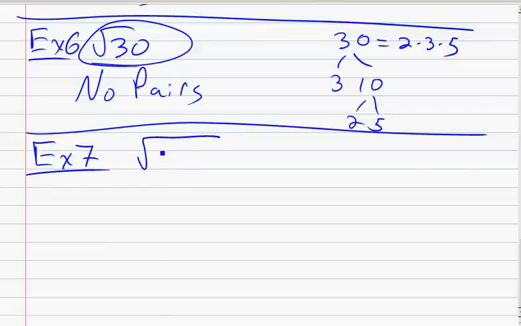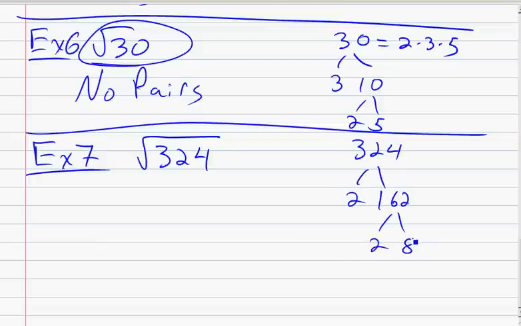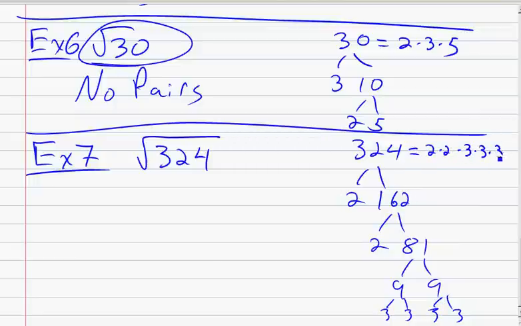Let's try the square root of 324. Square root of 324. Do my factor tree. 2 and 162, 2 and 81, 9 and 9, 3, 3, 3 and 3. 324 is equal to 2 times 2 times 3 times 3 times 3 times 3. So if we were asked to organize that one into pairs and non-pairs, it would be all pairs. Well, what does that tell us? That tells us that this number is a perfect square. And the square root of 324 is in fact 18.